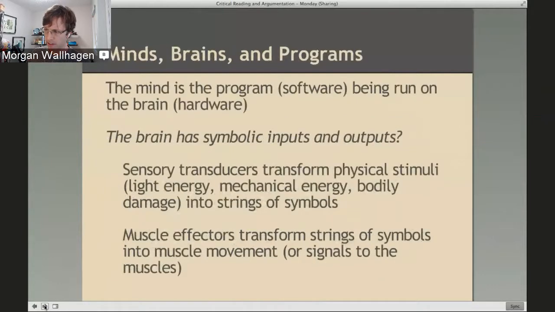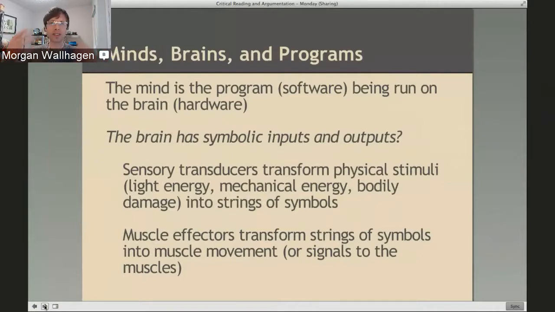So this is a slide from last time, really. The idea is that the mind is the program, the software that's being run by the hardware, which is the brain. Now, it's funny to think of the brain as having symbolic inputs and outputs, but just remember this idea that sequences of nerve impulses might be treated almost like sequences of ones and zeros. You can almost imagine the output of a neuron being like Morse code. In fact, if you listen to them, they kind of sound like Morse code. You use a device that lets you, as it were, listen to the firing of neurons.